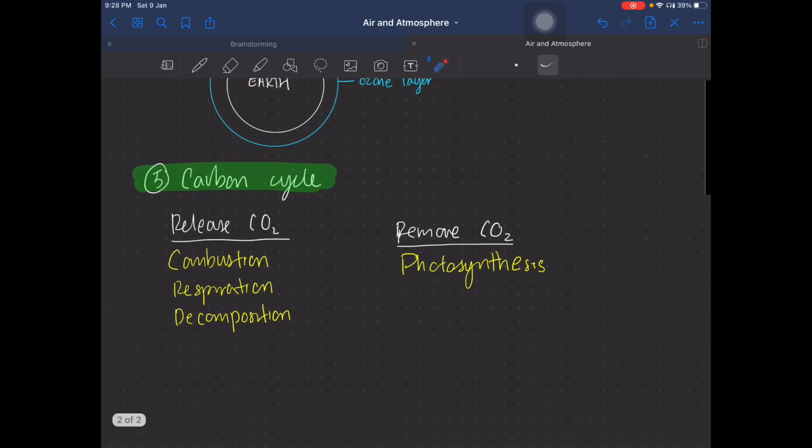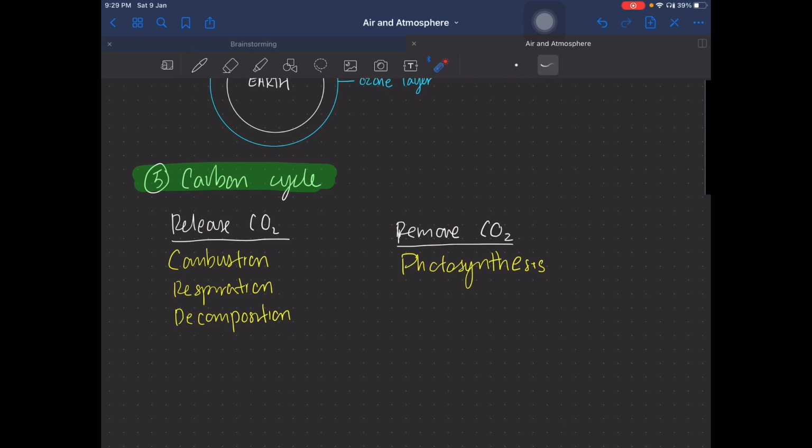The fifth concept in this chapter, pretty straightforward, is the carbon cycle. Now, the carbon cycle requires us to know what exactly are the processes naturally that can release carbon dioxide, which is respiration as well as decomposition. And the process naturally that can remove carbon dioxide is photosynthesis.